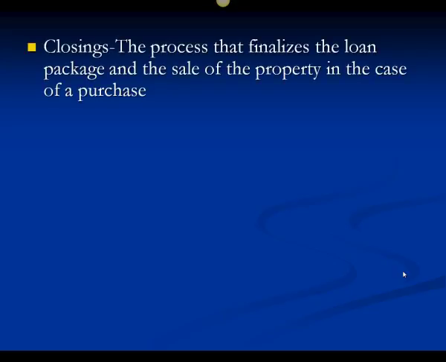Next is closings. The closing is the process that finalizes the loan package. Once everything's done, the appraisal's in, you've been through underwriting, everything's approved, you meet at the attorney's office, and they have what's called a closing. You sign the papers, and then there's no turning back at that point.